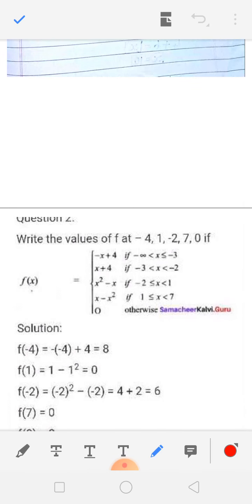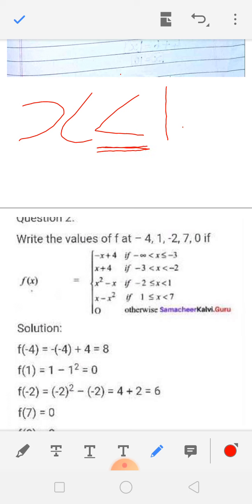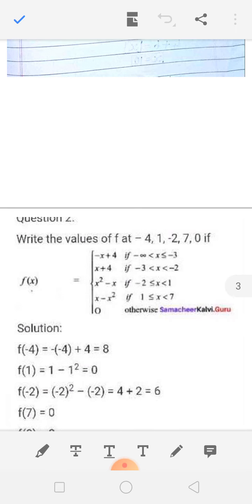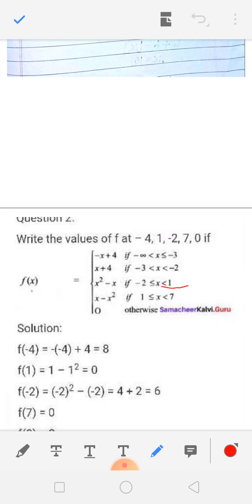Listen, x is less than 1 means the x value is before that one value. Before that one, the value was 0. So the x value is up to 0 only, not 1. We can't include the 1 value. Suppose it is less than or equal to, that means we have to include that one also. So look at the third property: less than 1 means there is no equal to, so we can't include 1. But look here, that is 1 less than or equal to, so we have to include that 1. So the 1 value is here only.